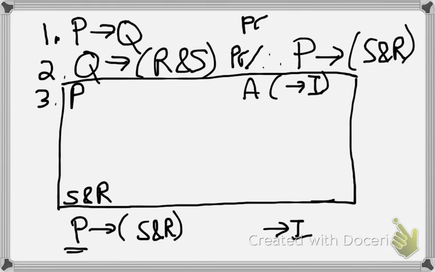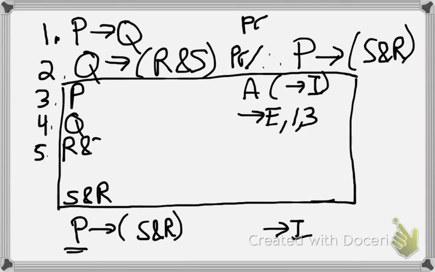Okay, and once we get to S and R, then we can go, aha, P arrow S and R by arrow in. Okay, so now that we have P to work with, we can get Q out of line 1 by arrow elimination, using 1 and 3. And now we can get R and S from line 2 by arrow elimination. So that's by 2 and 4.